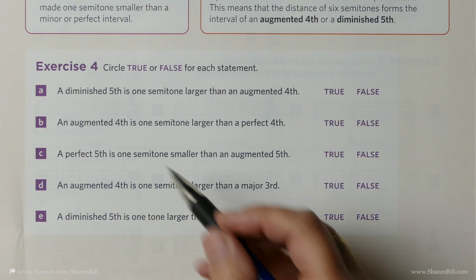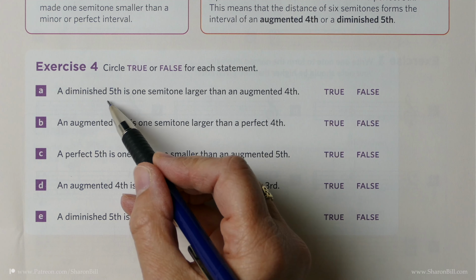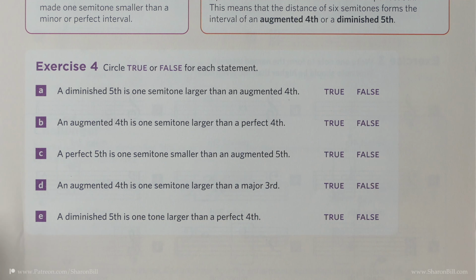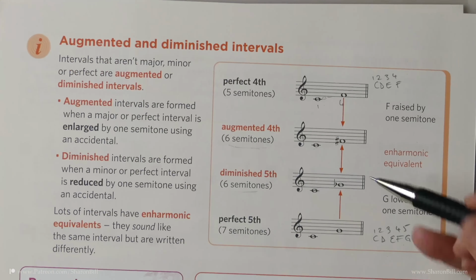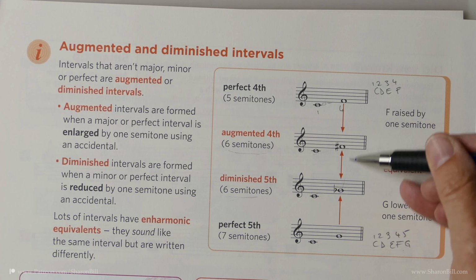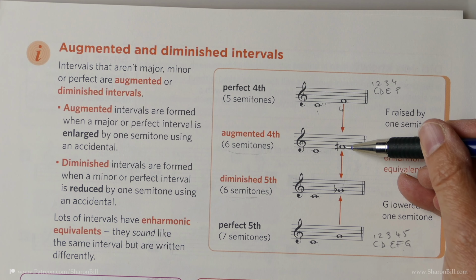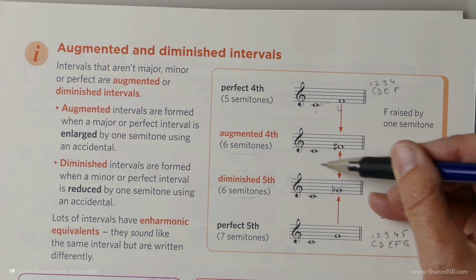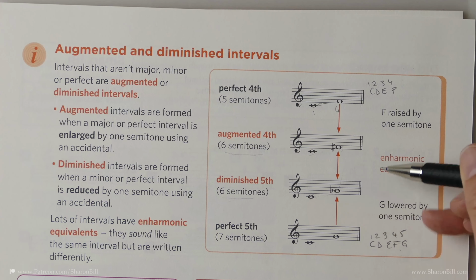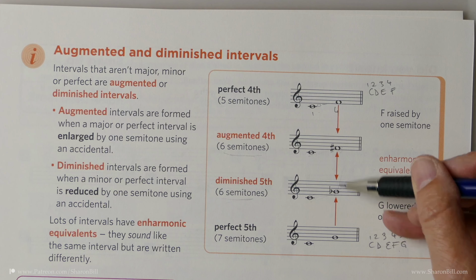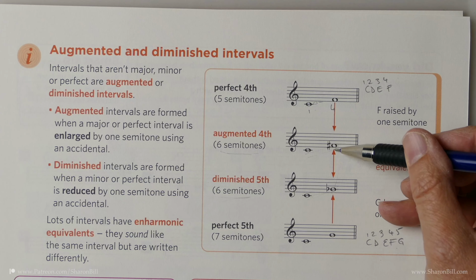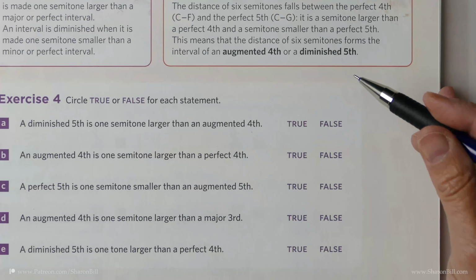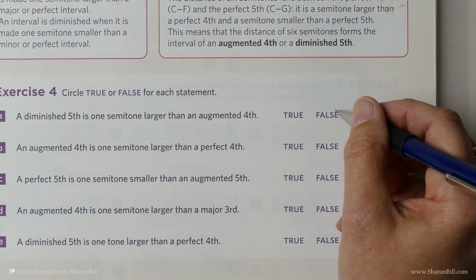Then, is it true or is it false that a diminished fifth is one semitone larger than an augmented fourth? Well, we've just looked at that, haven't we? A diminished fifth and an augmented fourth is exactly the same note. It's an enharmonic equivalent, but it's representing different intervals. This is a fifth of some sort, this is a fourth of some sort, not at all the same interval, but they are the same distance apart. So that's false.